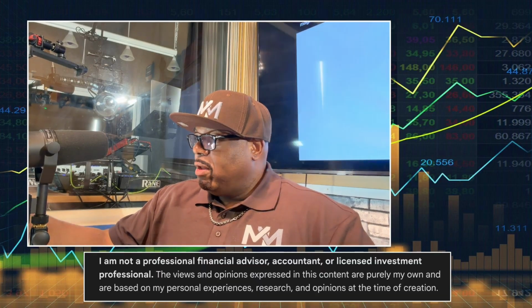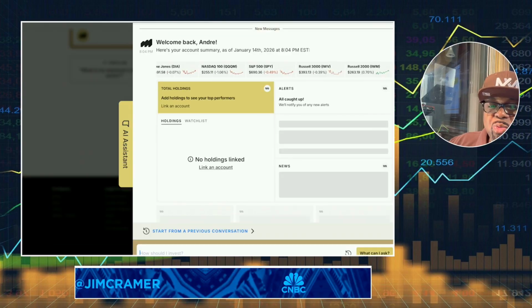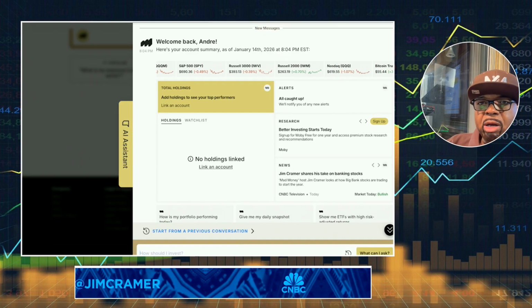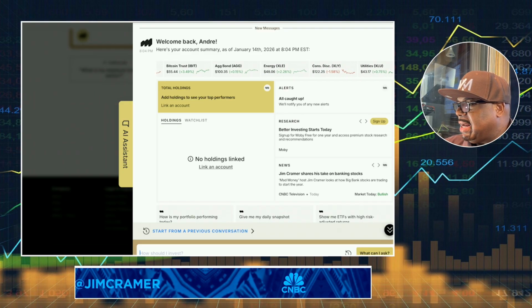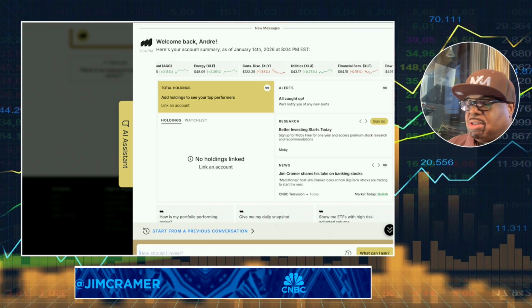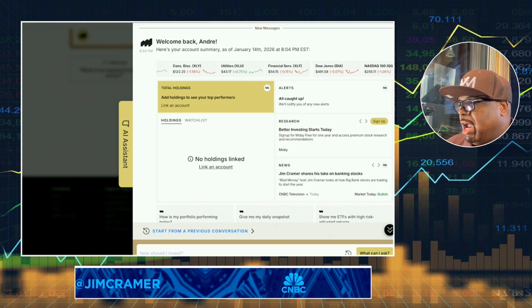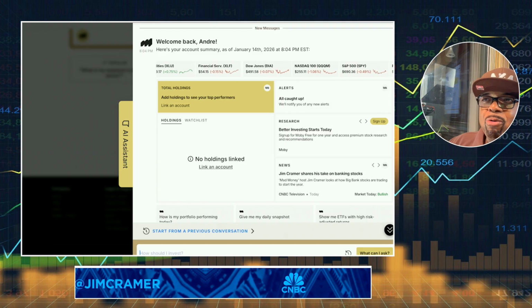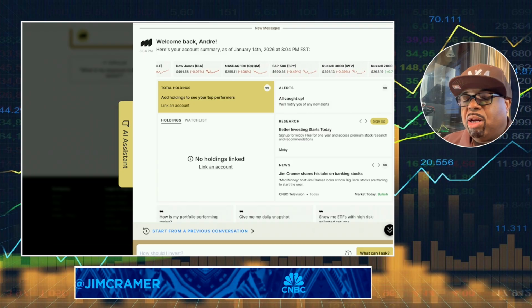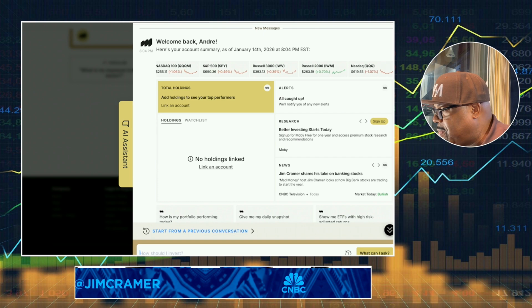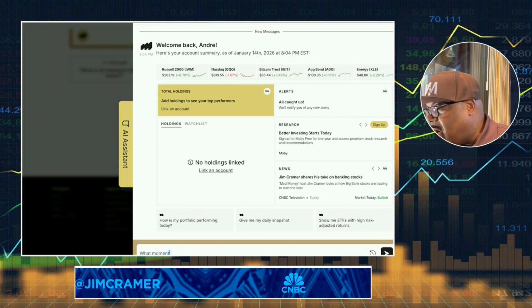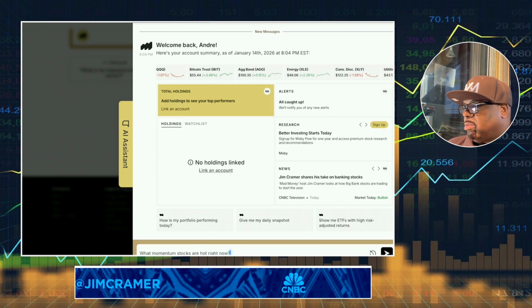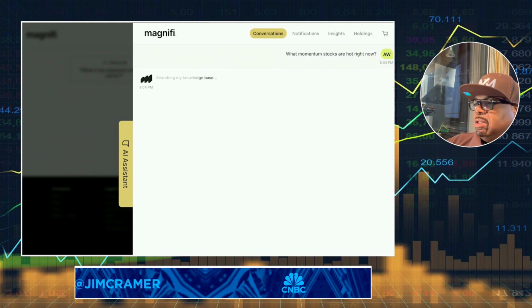One of the ways you can catch momentum is, if you remember earlier in my first episode, I used a few AI programs. This here is one of them. It's called Magnify. You can ask this program or app questions. It's an AI program. I can ask it what momentum stocks are hot right now. We're just going to put this in real quick. What momentum stocks are hot right now? Okay, we're going to hit that and it's going to search for me.